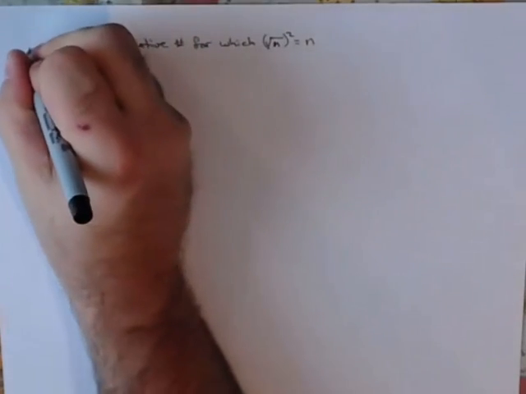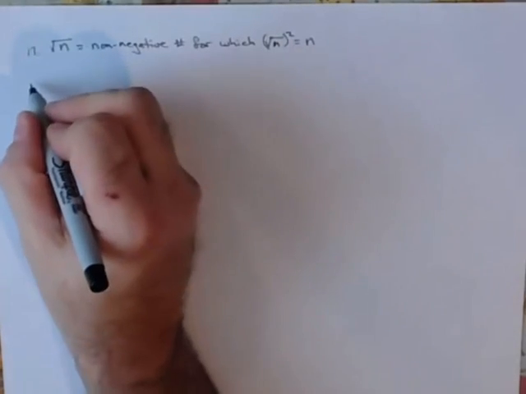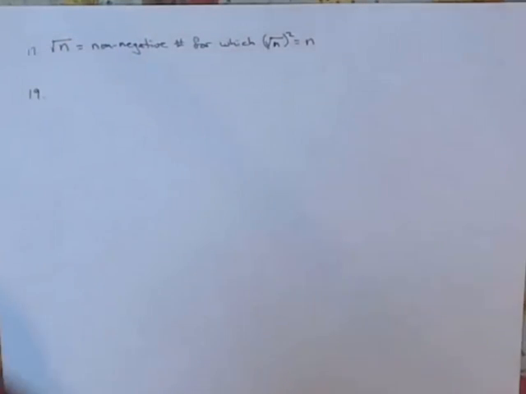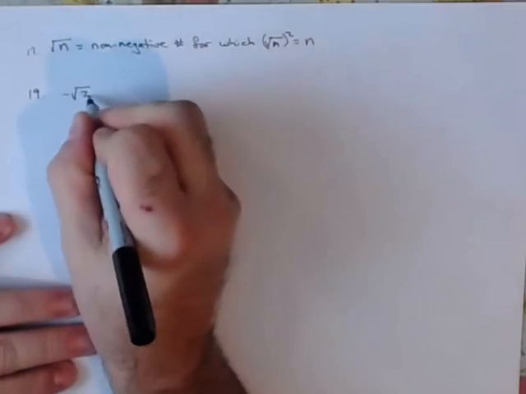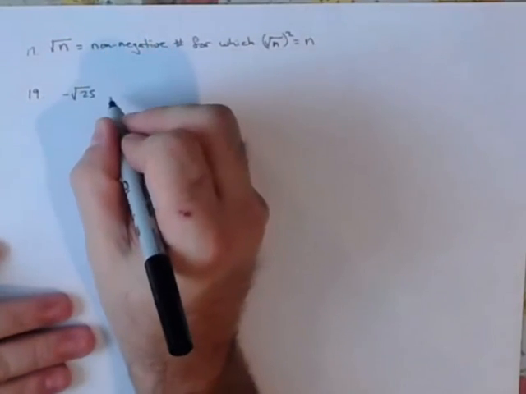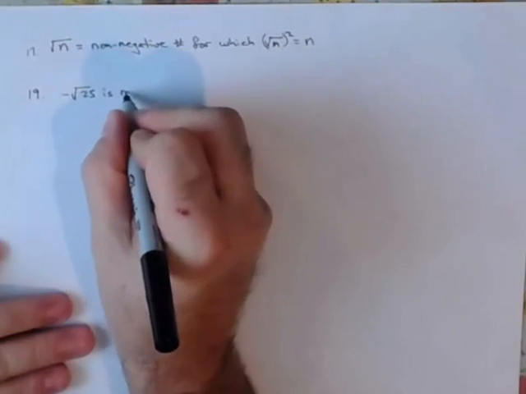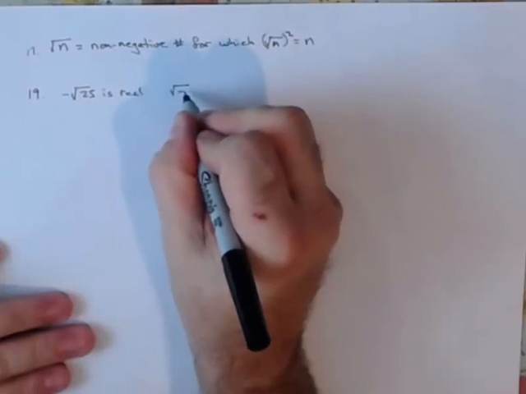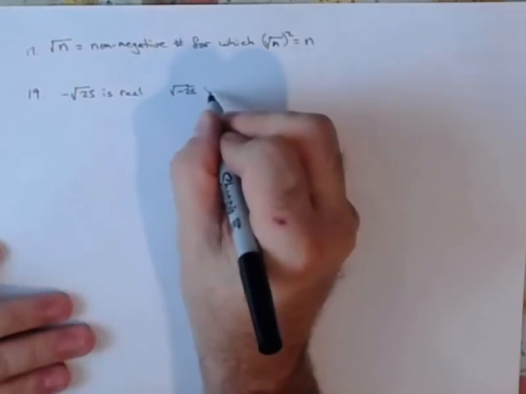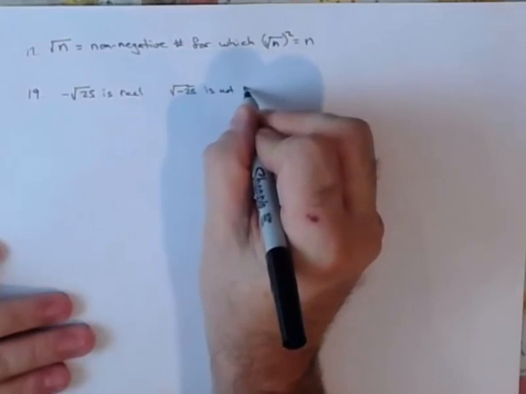Number 19, we've kind of danced around this the last couple questions. So this was number 17. Number 18, I just told you. Let's jump down to number 19. 19 says, explain why the negative square root of 25 is real and the square root of negative 25 is not real. Explain that.